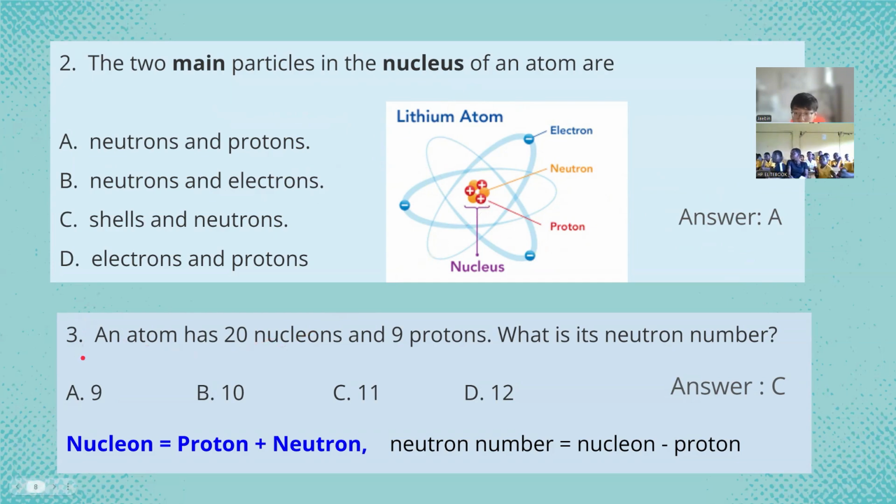And let's look at question 3 here. An atom has 20 nucleons and 9 protons. So what is the neutron number? A nucleon is the proton number plus the neutron number. So how many neutrons it will have is just 20 minus 9, which is 11, right? So C is the answer for number 3.